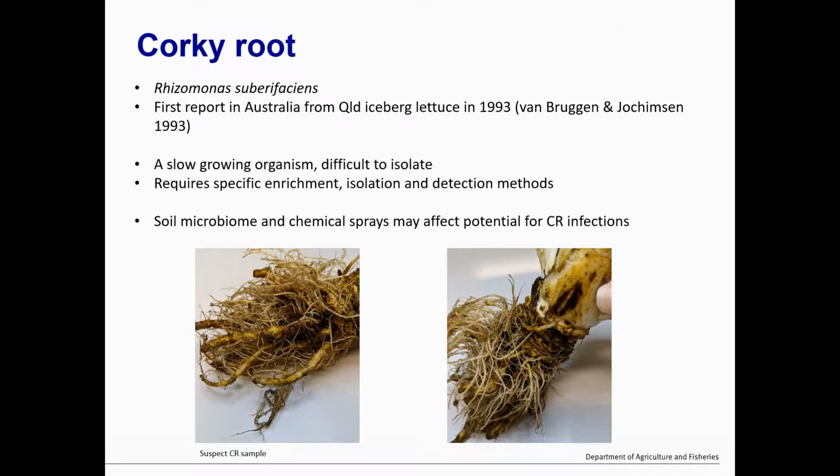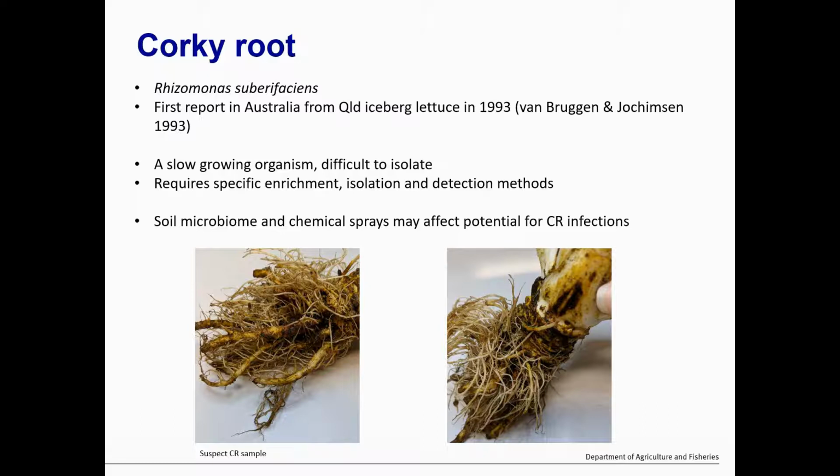And next up, we have Corky root, Rhizomonas superfasciens. So this one we do have around. The Rhizomonas and associated Agrobacterium type things are quite slow growing organisms. They can be quite difficult to isolate as well. They sometimes require specific methods and isolation techniques to get them out and detect them, as they're a soil dwelling bacterium. They can also be easily confused with native agrobacteriums that do already exist in the soil. So you have to be quite careful when detecting those.